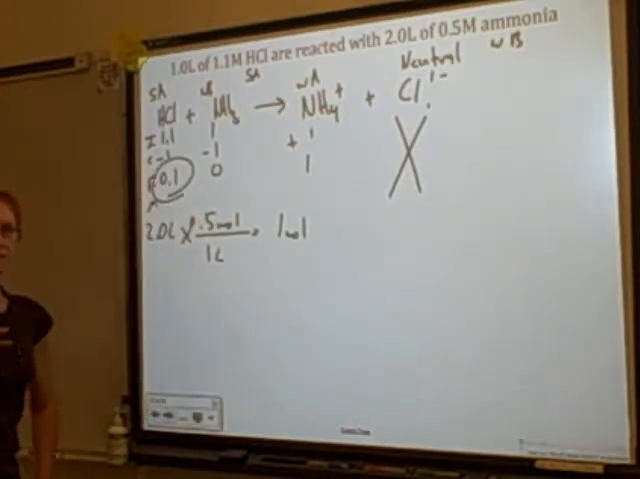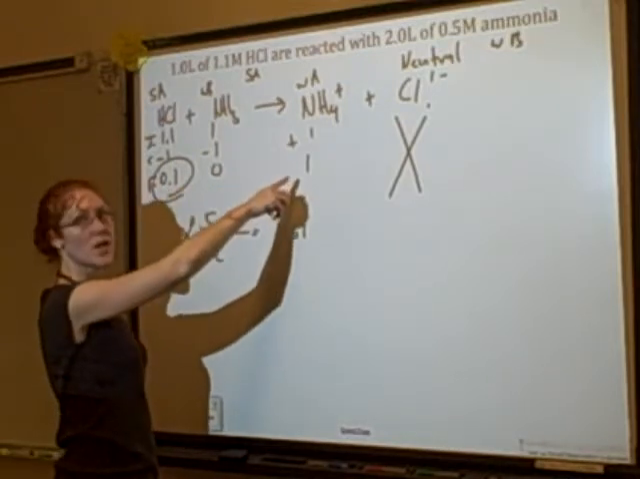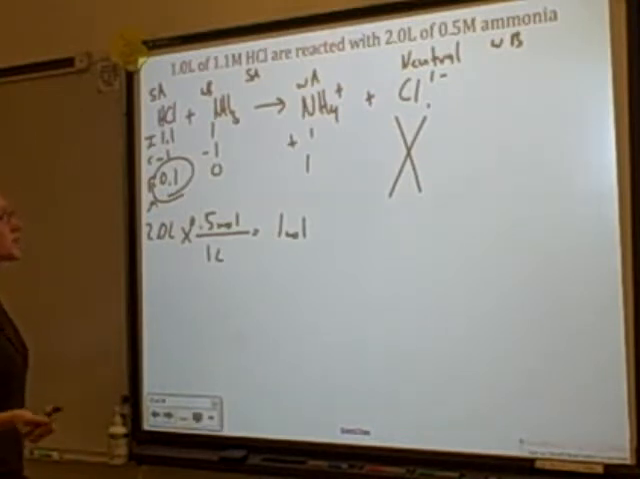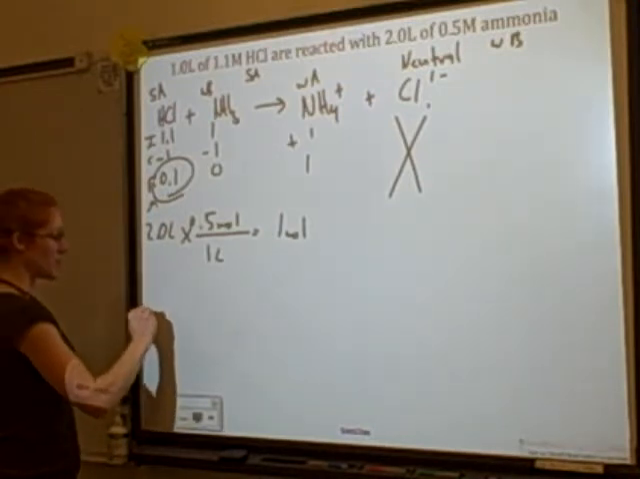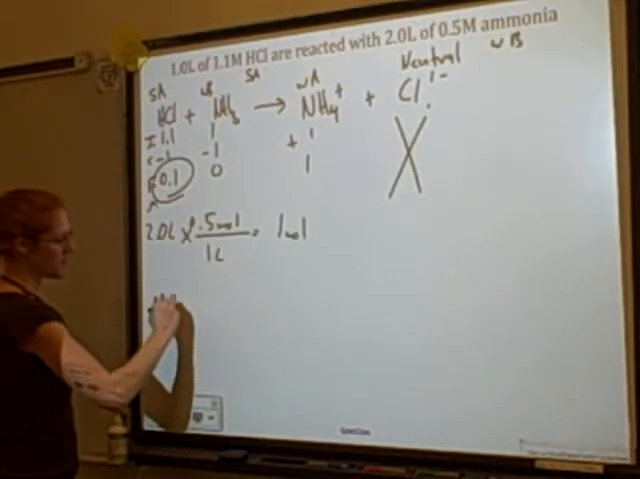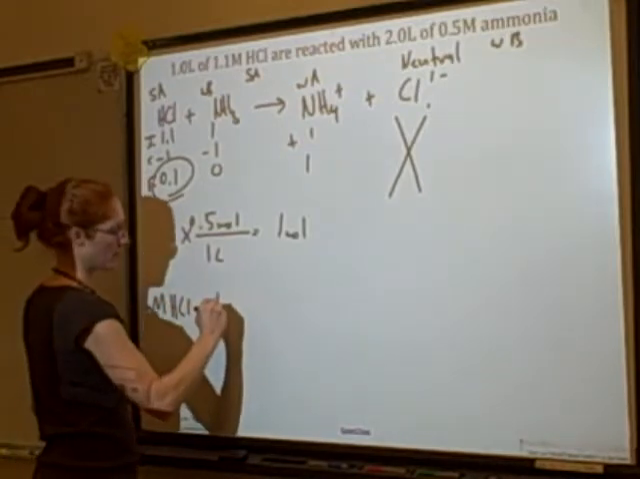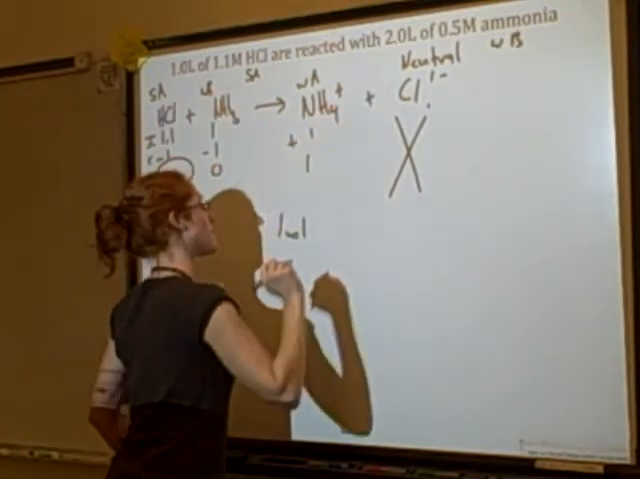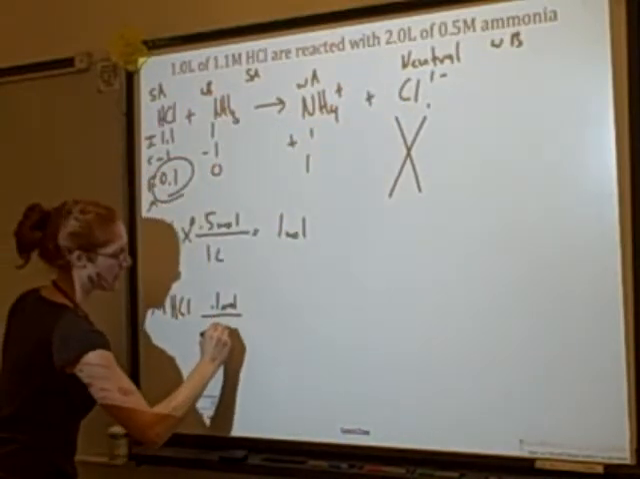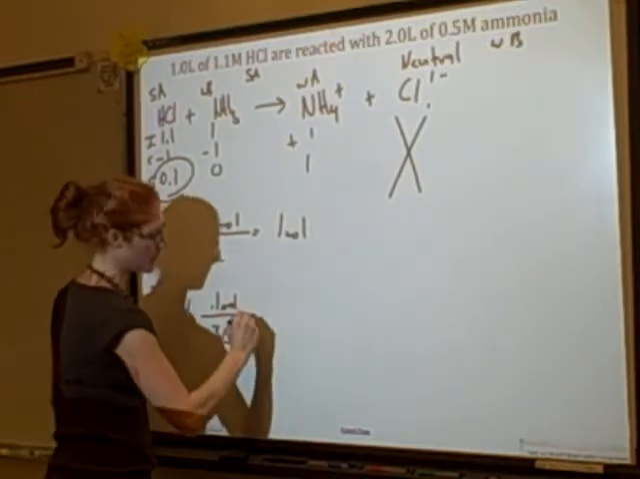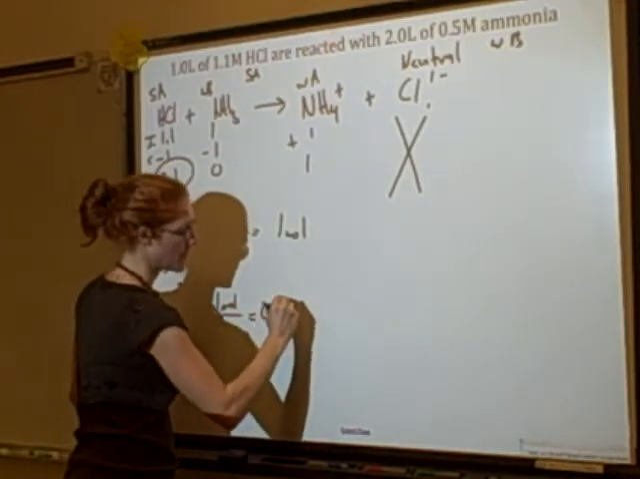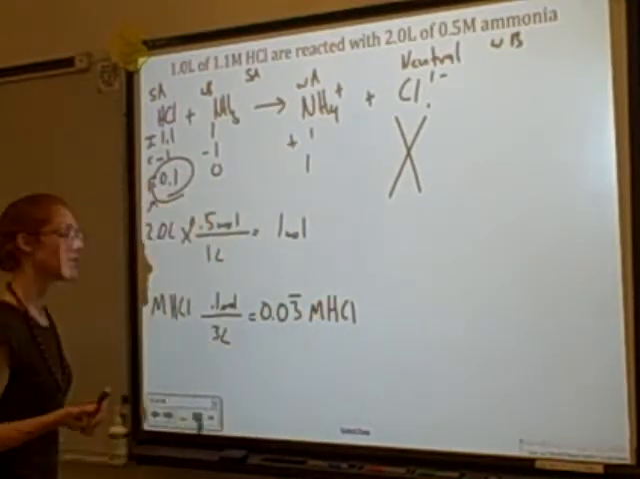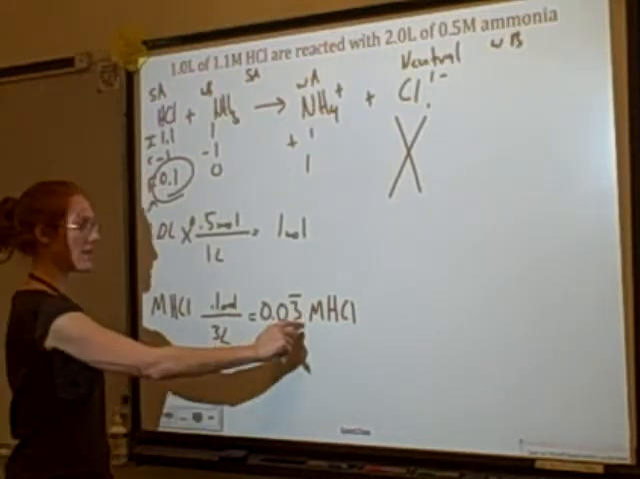The HCl is already a strong acid, and then there's this weak acid that barely dissociates. So the strong acid is going to determine the pH. So I want to know, what is the molarity of this HCl? Well, there's 0.1 moles. And there's 1 liter of this being mixed with 2 liters of that. So that's 3 liters. So it's going to be 0.03 continuing molarity HCl.